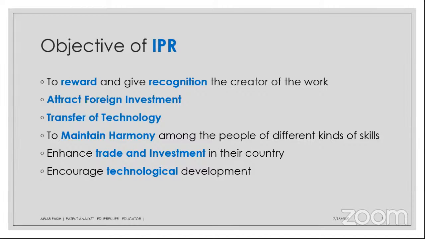It is also important, my dear friends, to maintain harmony among people of different kinds of skills. Innovation in every field is rewarded with protection, as the work of innovation in any field is equally time consuming and laborious. If the rights of the farmer or the artist are not protected, that might create chaos between people from different fields. So it is necessary to safeguard the interest of the owner of the work in every field. We have different kinds of IPR to protect the rights of artists, farmers, technical people, traders, and so on. This is important not only in maintaining harmony but also for recognizing the work of the intellect in different fields. IPR can also enhance trade and investment in the country.